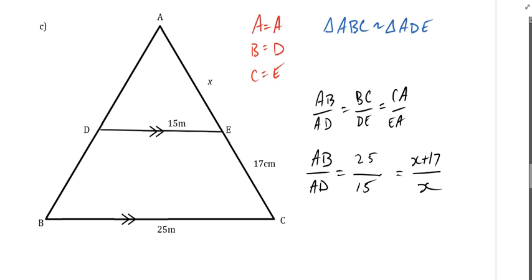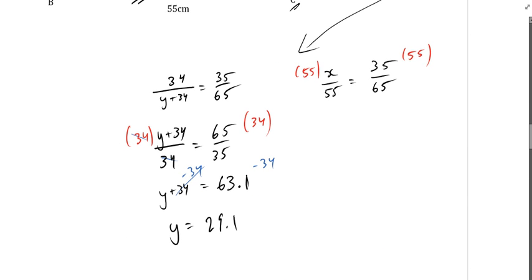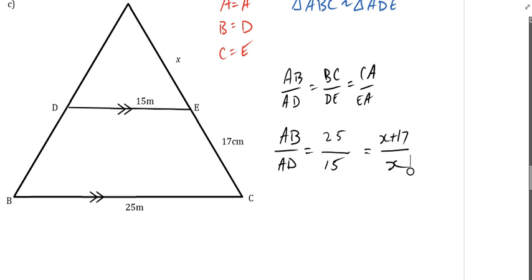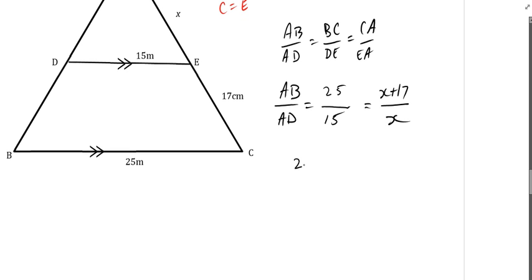Very nice. So this one's a little bit different again, because I've got X and X plus 17. If we go back up, it was Y plus 34 over 34. So this one's a little bit different because it's X plus 17 over X. Okay, so I end up with this, 25 over 15 equals X plus 17 over X. How do I solve? So this is new for us. How do I solve an equation like this?